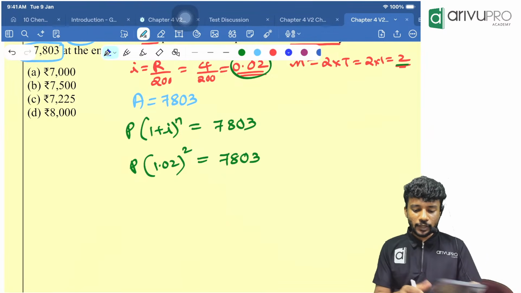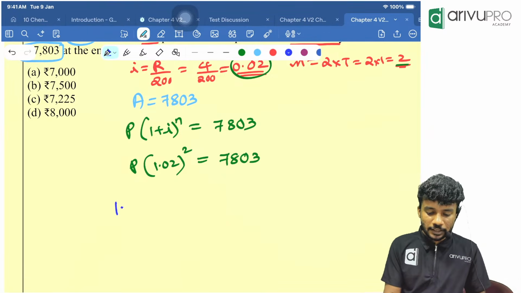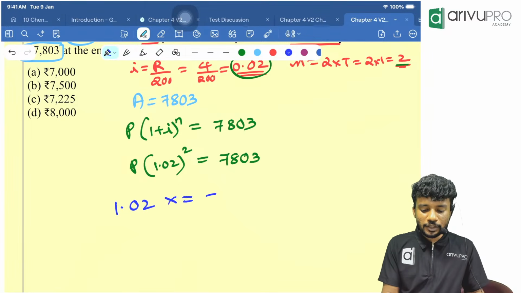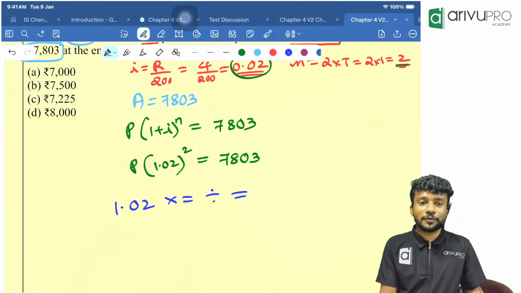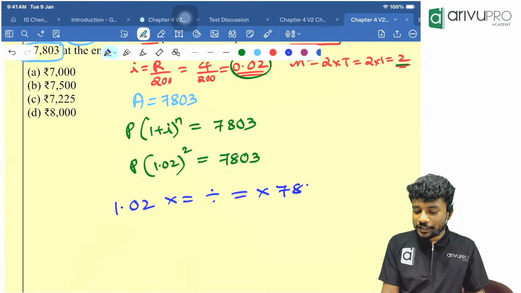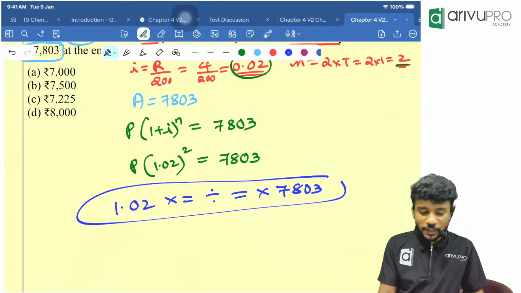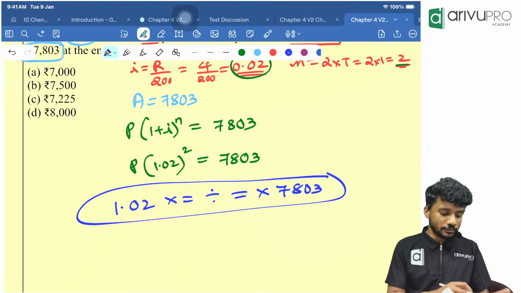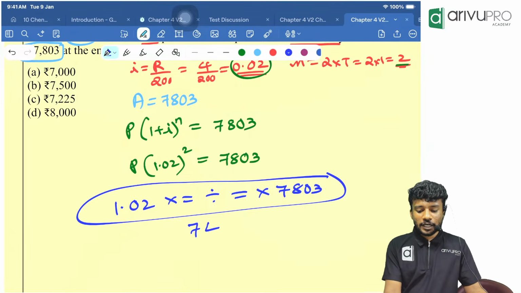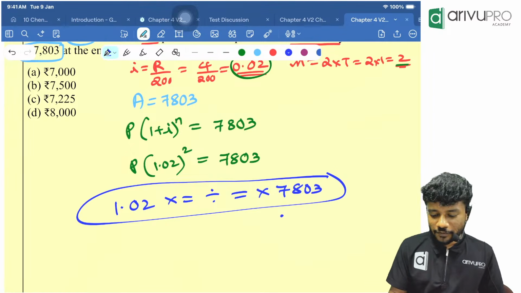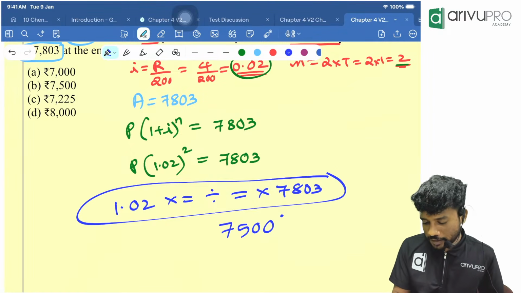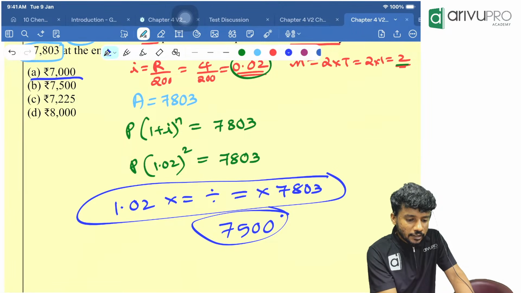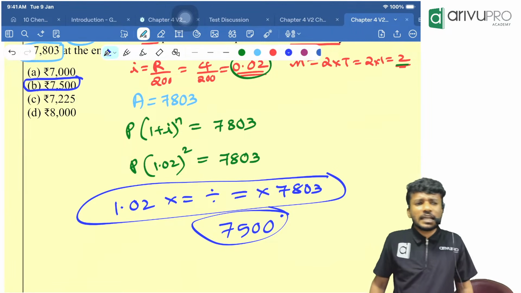Take your calculator. 1.02 into equal to. Divide equal to. Multiply it with 7803. How much exactly are you getting? 7499.9999 means 7,500. Okay. Done.